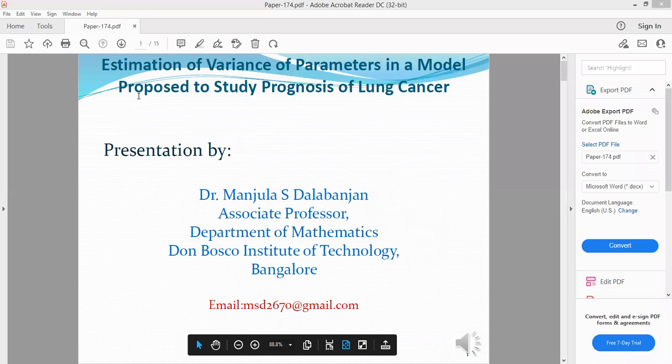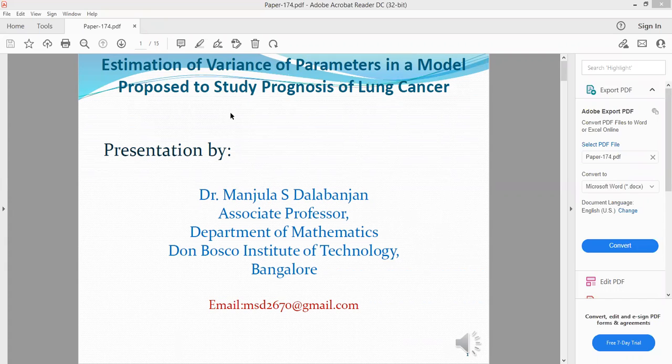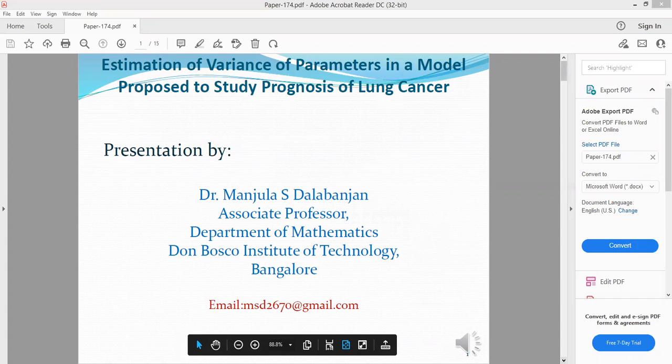Good evening, everybody. Today I am going to present a talk on estimation of variance of parameters in a model proposed to study the prognosis of lung cancer in males. I am Manjula S. Delbanjan from Don Bosco Institute of Technology, presenting this paper.